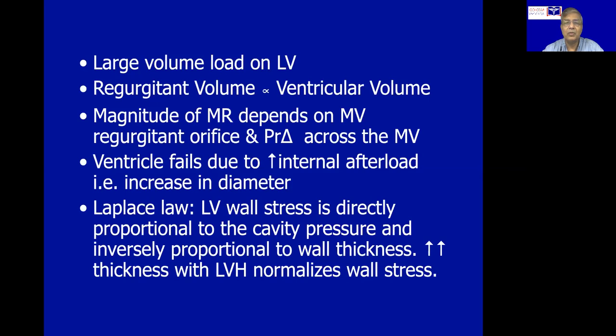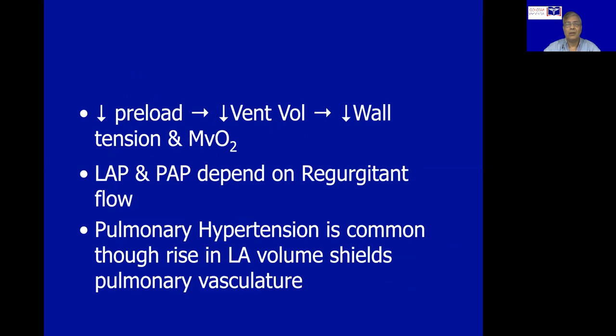It can be understood using Laplace's law that the LV wall stress is directly proportional to the cavity pressure and inversely proportional to the wall thickness. So an increase in thickness with LVH normalizes the wall stress. So this is nature's way of reducing the wall stress by hypertrophying the muscle which is present in the LV wall. If there's a decrease in preload or a decrease in ventricular volume or a decrease in afterload and MVO2, all this leads to a decrease in the cardiac output in patients with mitral regurgitation.